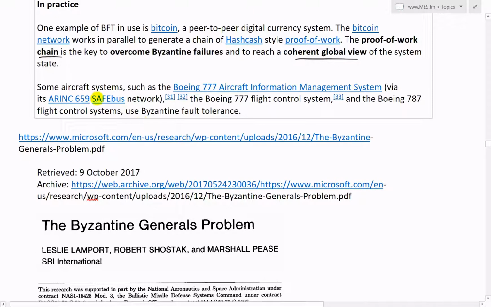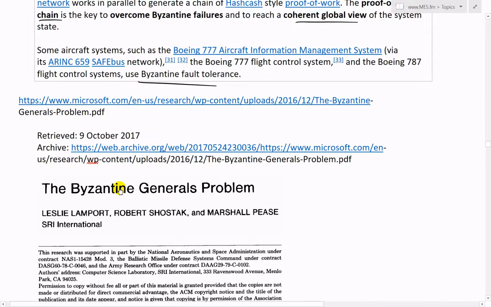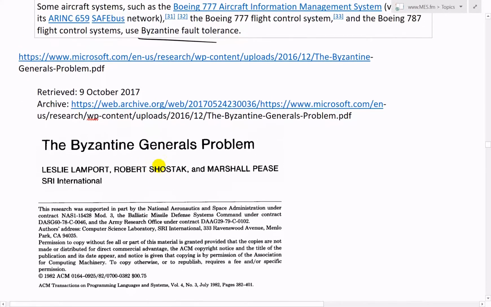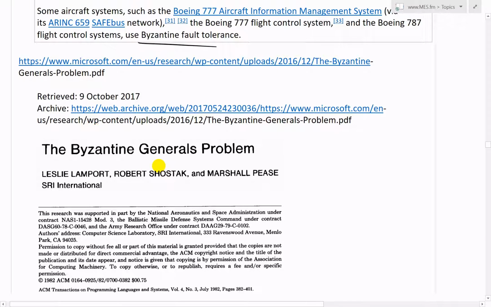Some aircraft systems, such as the Boeing 777 Aircraft Information Management System via the ARINC 659 Safe Bus Network, the Boeing 777 Flight Control System, and the Boeing 787 Flight Control Systems use Byzantine fault tolerance. So yeah, when you're flying a plane, you don't want it to do anything half-heartedly. You need everything working in coherence.